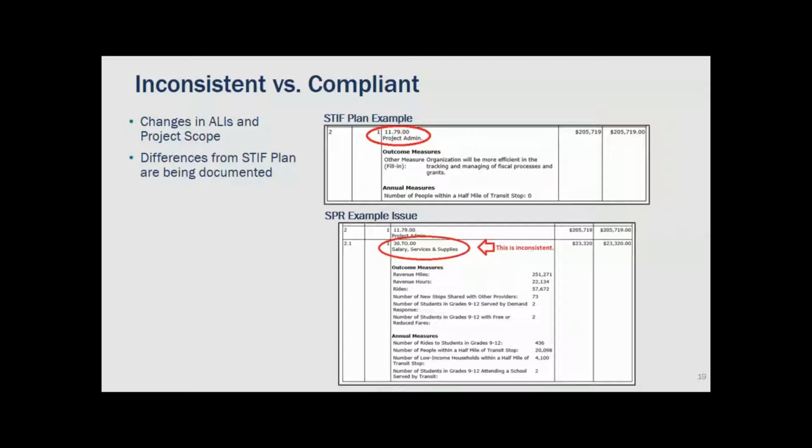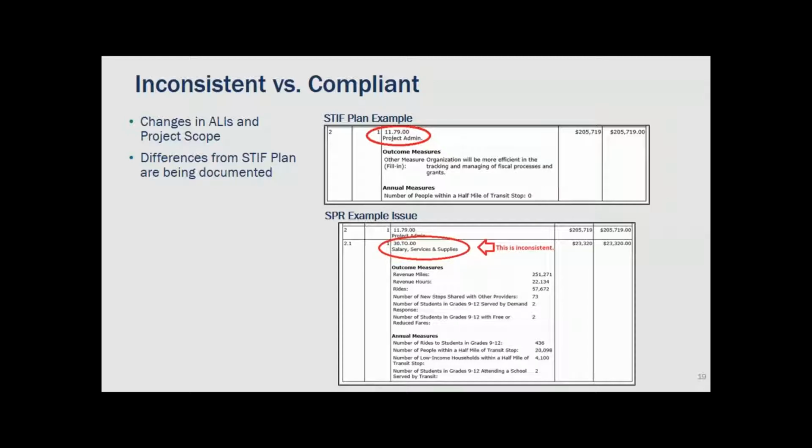The example that we have here on the screen is a change in ALI that was made on a STIF plan. We can see on the plan it was for project administration, and then on the report it was changed to salary and services. This is an item I need to follow up with. It's inconsistent with the STIF plan, but I'll need to work with the provider in this circumstance to get more context on why this change is occurring, because the initial project was scoped as project administration.